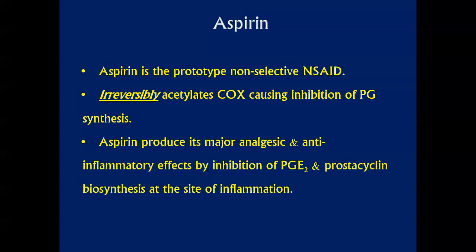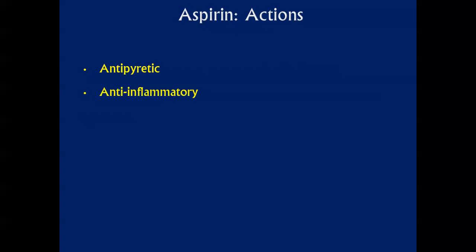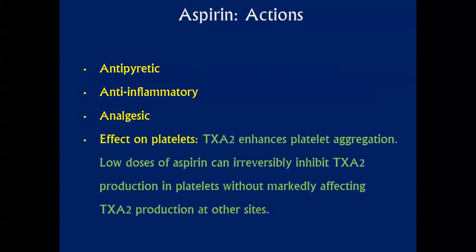Aspirin produces its major analgesic and anti-inflammatory effects by inhibition of prostaglandin E2 and prostacyclin biosynthesis at the site of inflammation. This applies to all actions. Antipyretic, of course. Anti-inflammatory, understandable. Analgesic, understandable. Does it need further explanation? It applies to all.